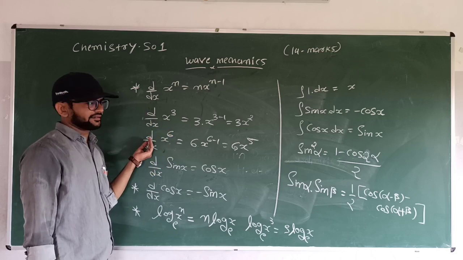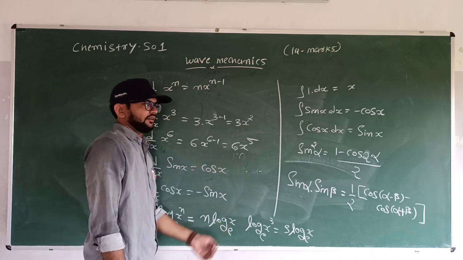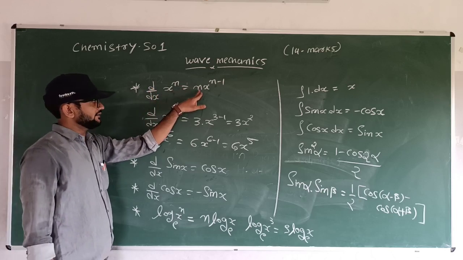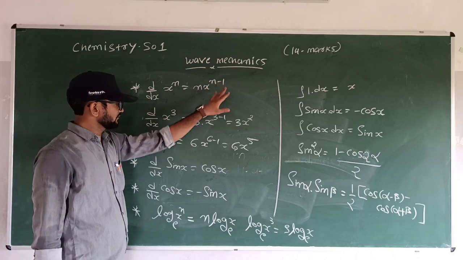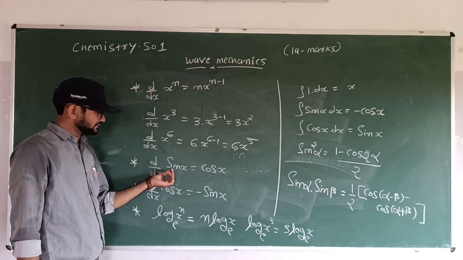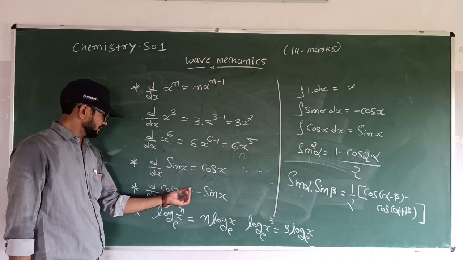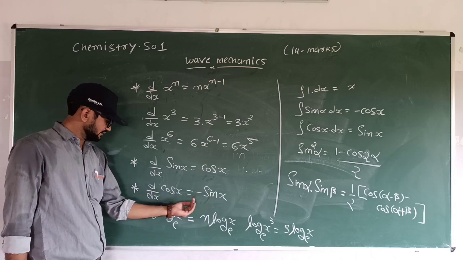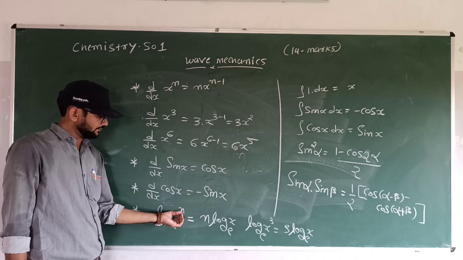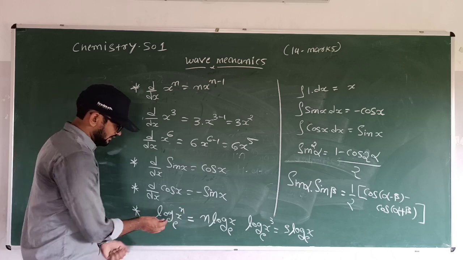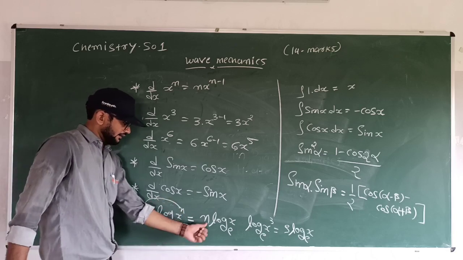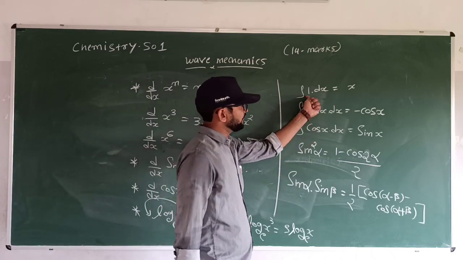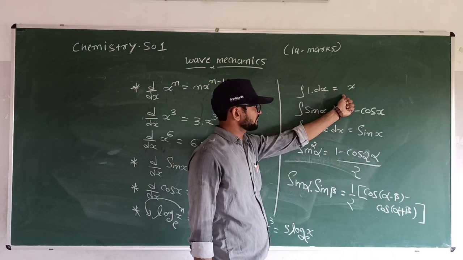This is the simple integration and differentiation. First one is d by dx of x to the power n is equal to n x to the power n minus 1. Second one is d by dx of sin x is equal to cos x. Third one is d by dx of cos x is equal to minus sin x. Then after, logarithm e base x to the power n is equal to n log e base x.